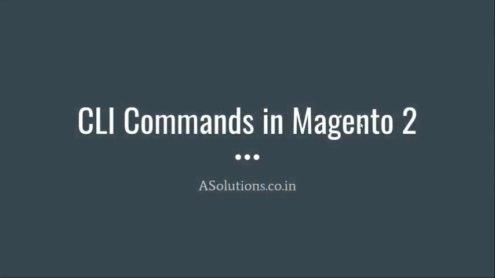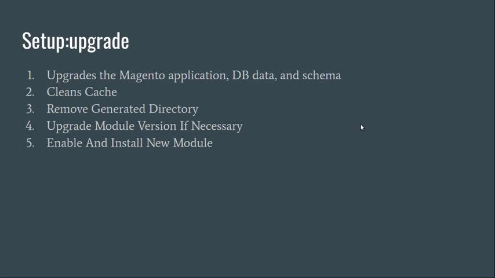The first one is setup upgrade. This is used to upgrade the Magento application, DB data and schema of your module. So when we execute this command from our terminal, it cleans the Magento cache, removes the content of generated directory and starts the DB upgrade if required.